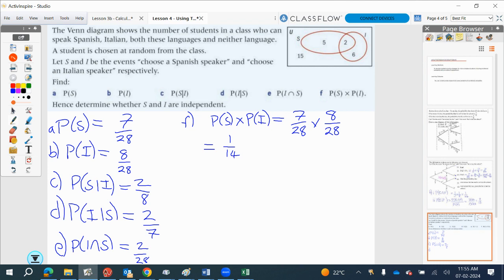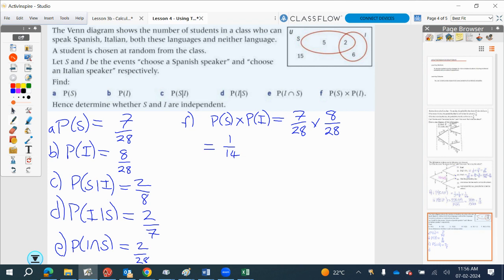Are events S and I independent? Why not, Ella? Are the events independent? Look to your formula sheet. Open your formula sheet up now. Find the formula for independent events. Do that now.